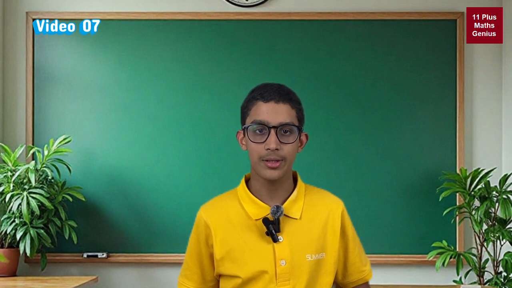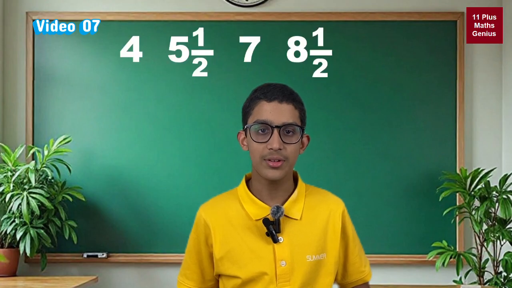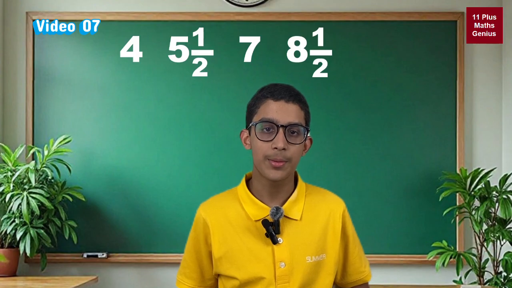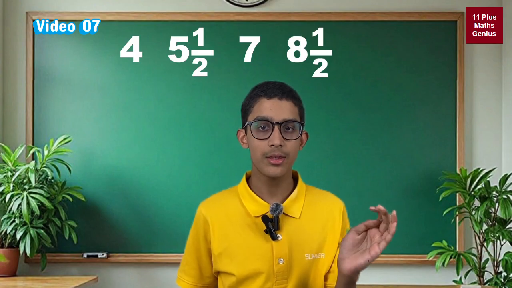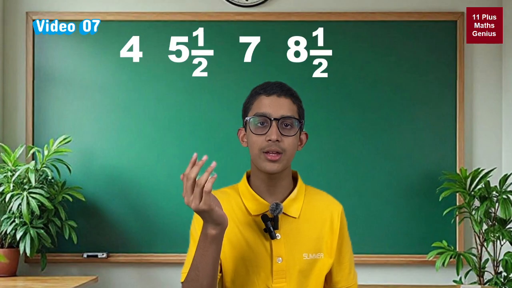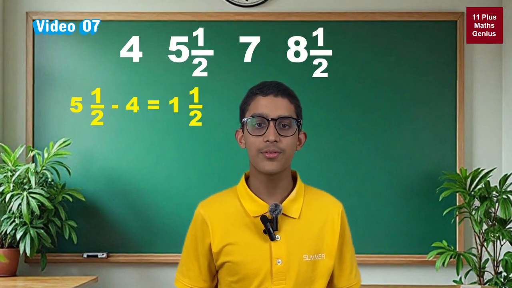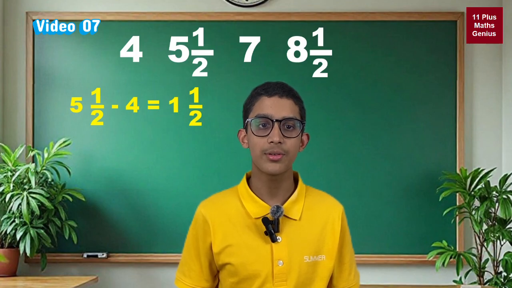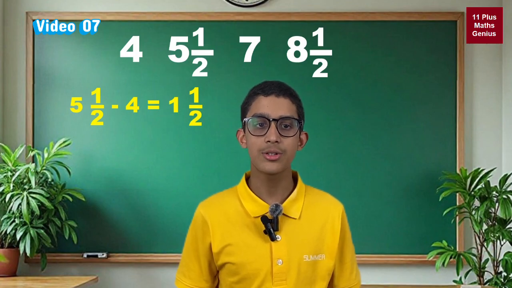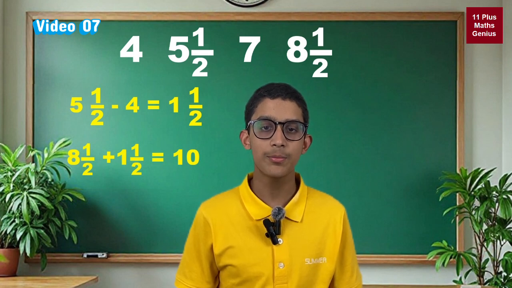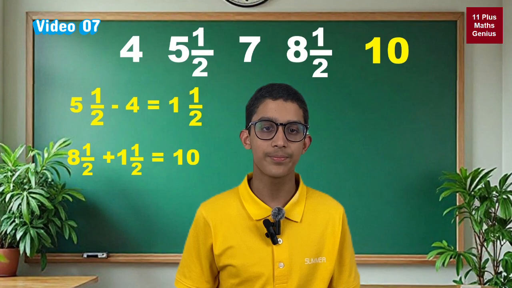Now, let's see some examples of sequences with fractions. Find the next term of the sequence. 4, 5.5, 7, 8.5. If we subtract a term from the previous term, we can see that the next term is made by adding 1.5 each time. For example, 5.5 minus 4 is 1.5. So for the next term, we add 1.5 to 8.5. So the next term is 8.5 plus 1.5 equals 10.